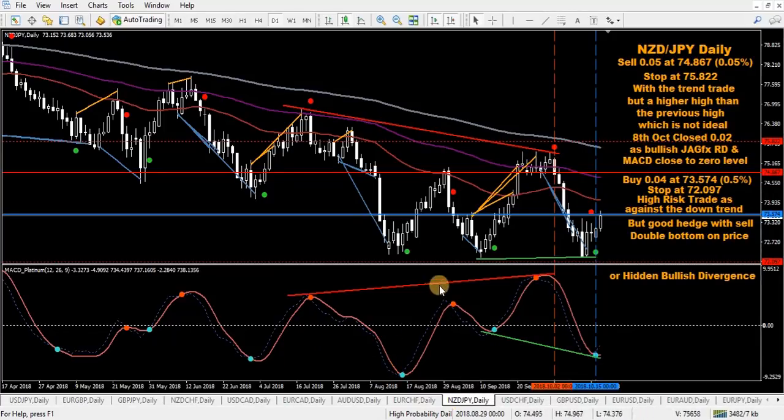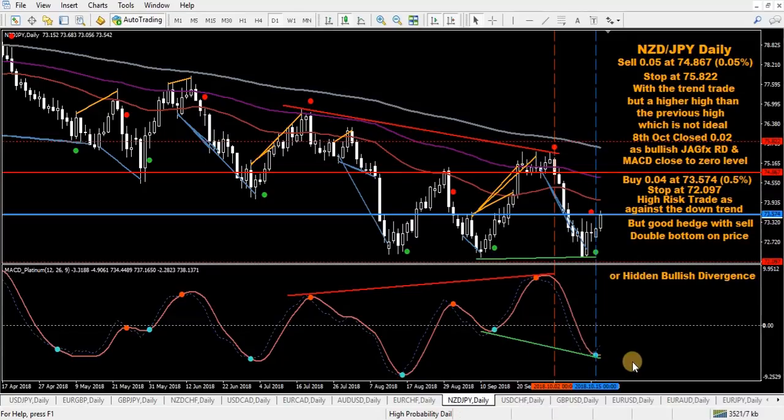New Zealand Japanese yen in a sell back here, already closed part of it, and now in a buy trade. So it's hedged, but it's not fully hedged. I think the buy was for 0.04. The sell was originally 0.05, but I've closed 2/5 of that, so I've only got the 0.03 on the sell side. But you can have a look here. You can read my notes.